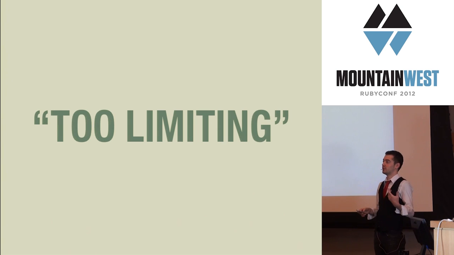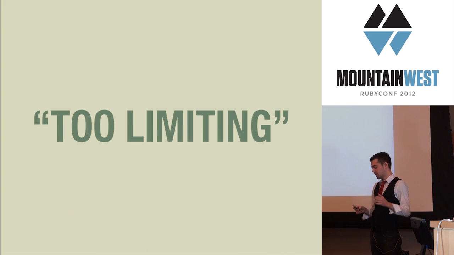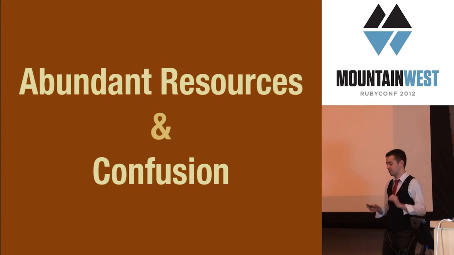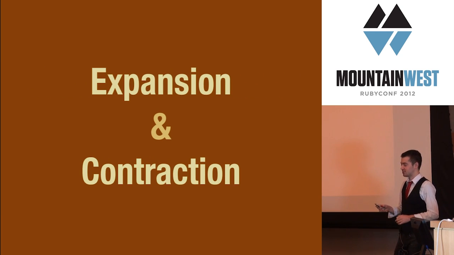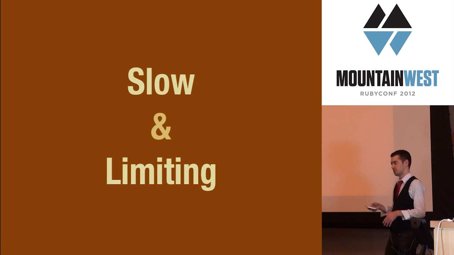And you can see that in both of the quotes that I showed you, about people saying they don't think you can build software in these constrained systems. So, primary motivating forces in the industry: abundant resources and confusion, which lead to expansion and contraction phases of capability, which lead to people whining that things are too slow or too limiting.